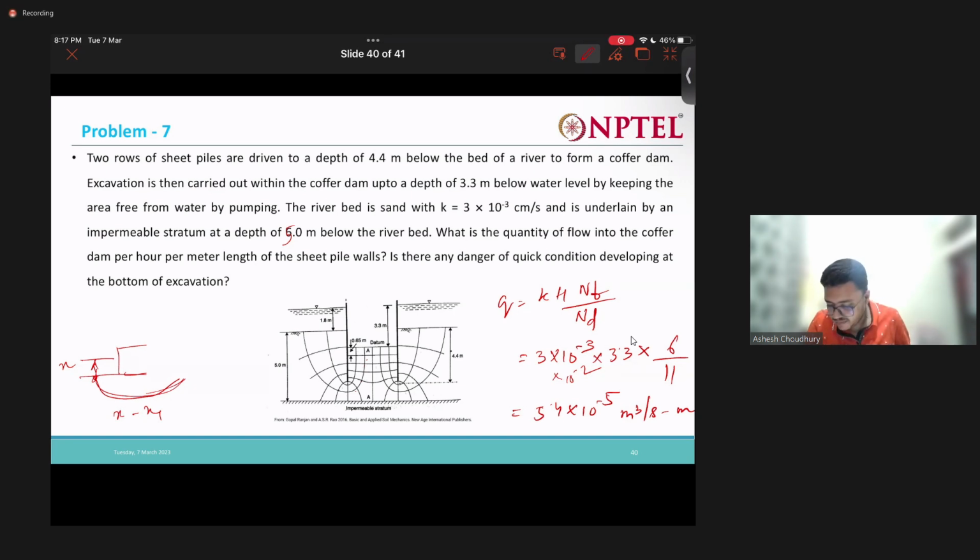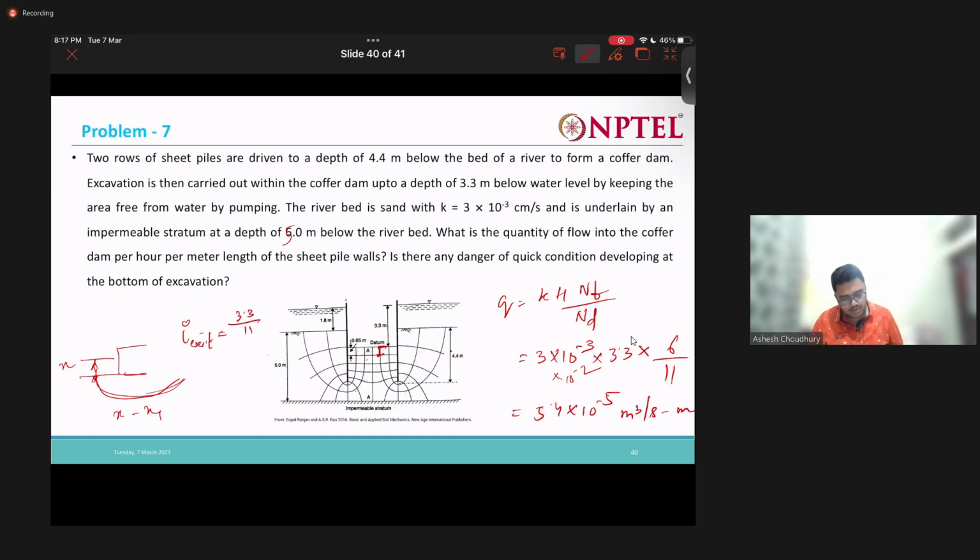Now they have asked us to calculate whether there is any danger of quick condition developing at the bottom of the excavation. So here at the bottom, first tell me what is my hydraulic gradient at the exit, here? Total head lost is 3.3 meter across 11 drops. So in one drop, from here to here, what will be the head loss? 3.3 divided by 11.